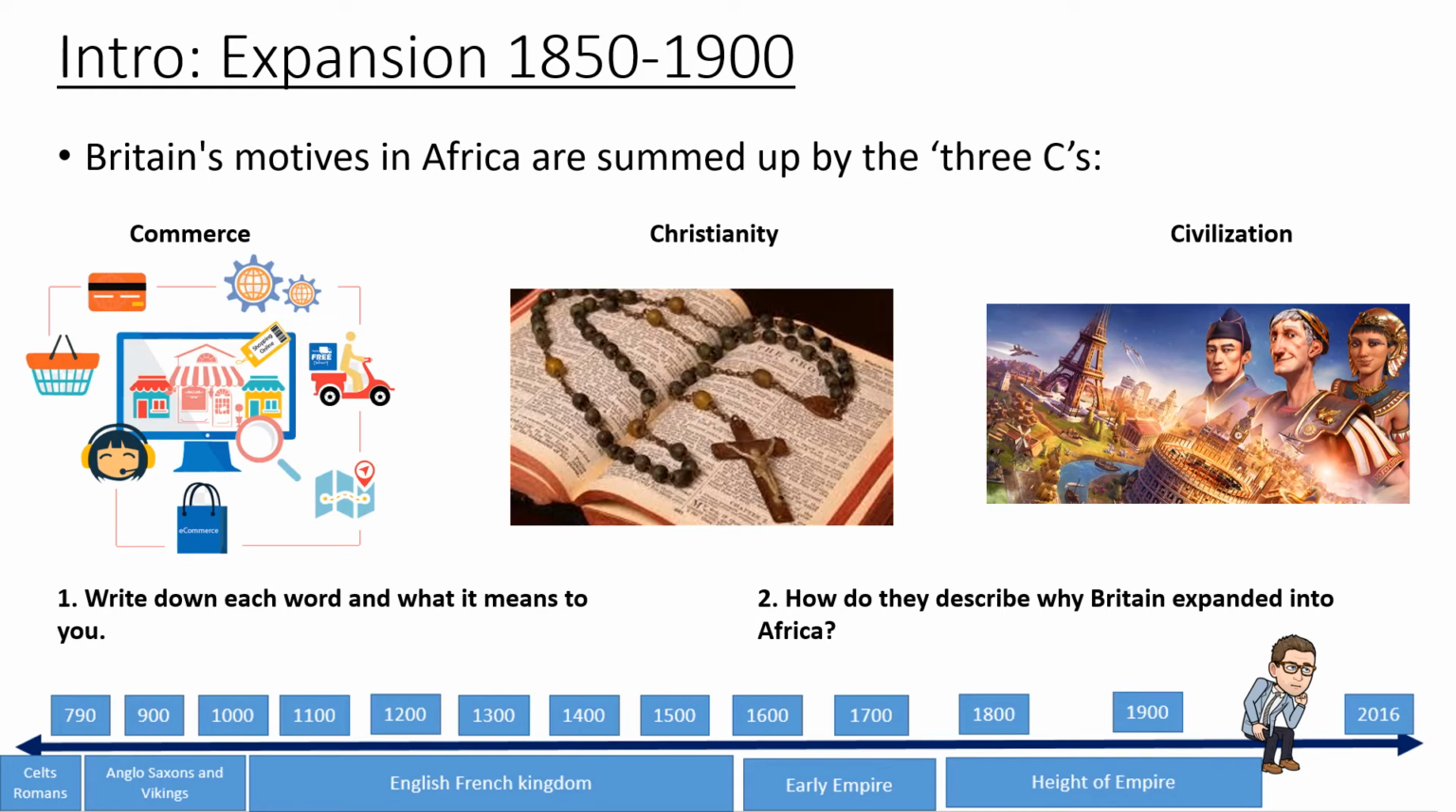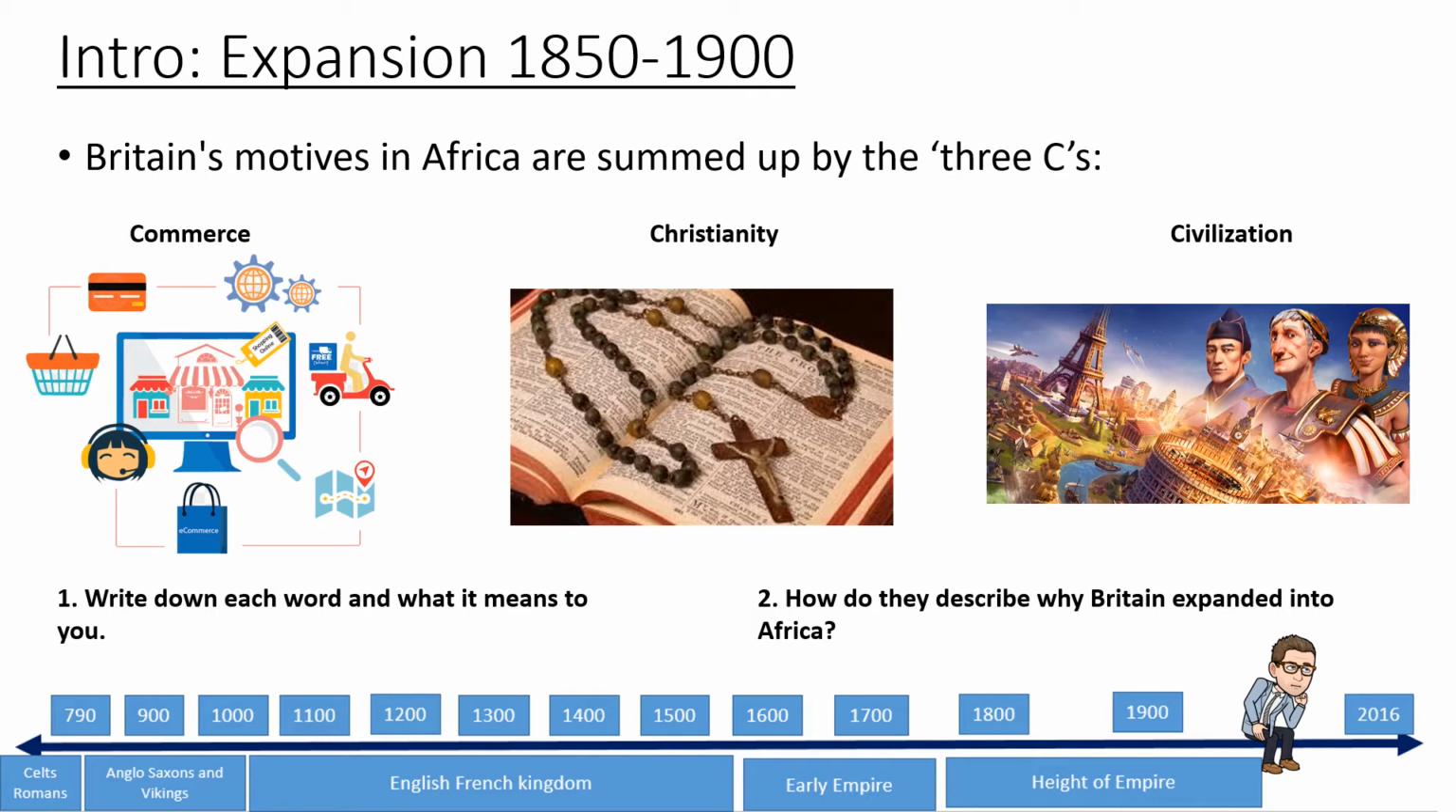These are the 3 C's. These are the motives for Britain moving into Africa. They are commerce, Christianity, and civilization. Very simple way to remember it in your exam and for revision. 3 C's: commerce, Christianity, civilization. They are the motives for why Britain moved into Africa.